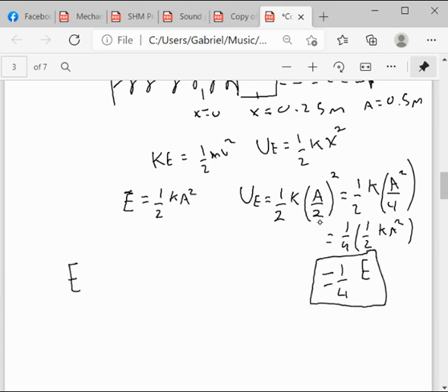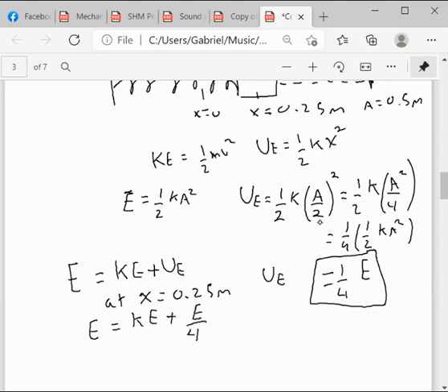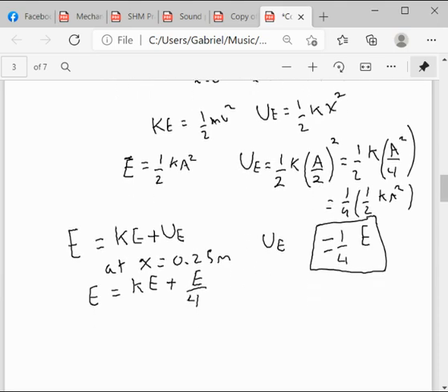We also know that total energy at any point adds up to the kinetic energy and the potential energy. And we know that at the position of x being a quarter of a meter to the right, the potential energy is a quarter of the total energy. We still don't know what the kinetic energy is, but we still know that the potential energy is a quarter of the total energy.